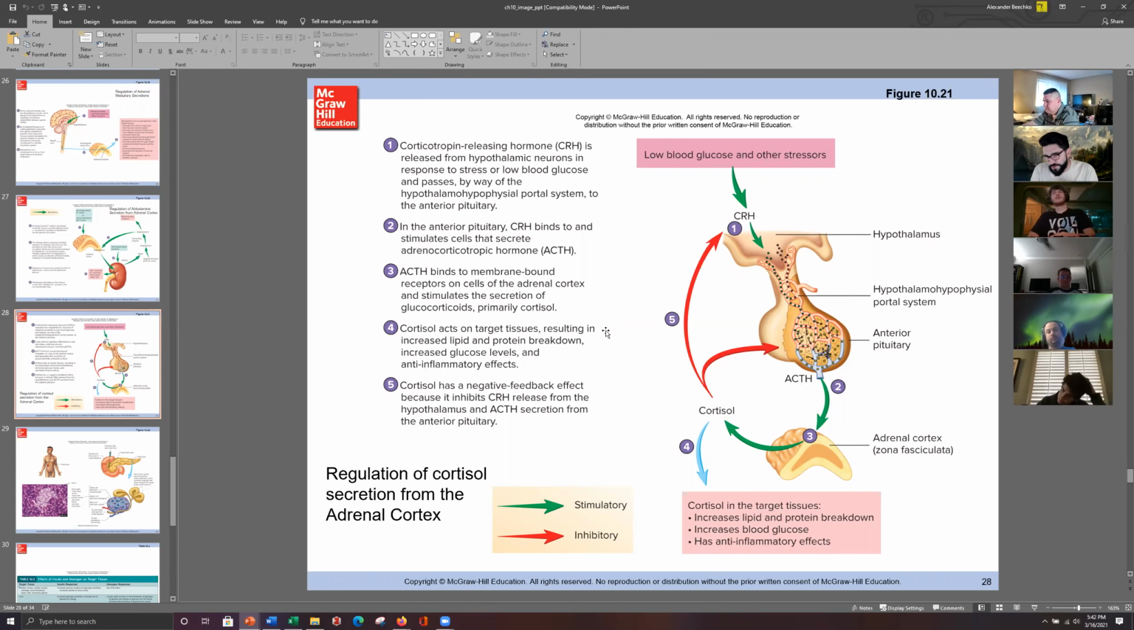But anyway, cortisol production again starts in the hypothalamus, with corticotropin releasing hormone, through the hypothalamic hypophyseal portal system. Adrenocorticotropic hormone gets released, then it affects the adrenal cortex, the zona fasciculata, which then produces cortisol. It can affect most other tissues.